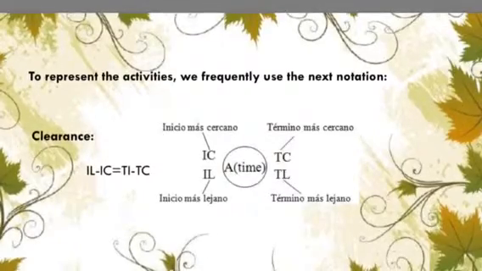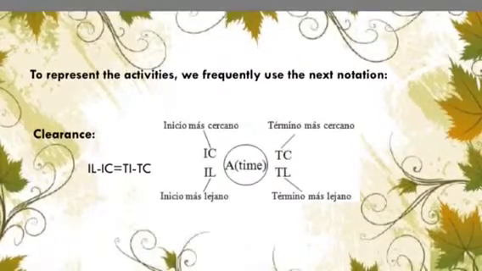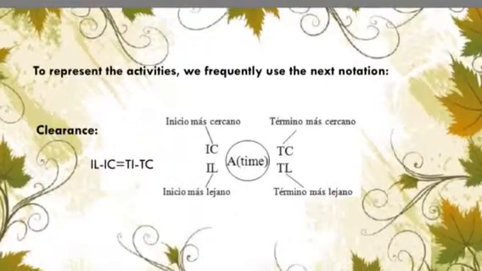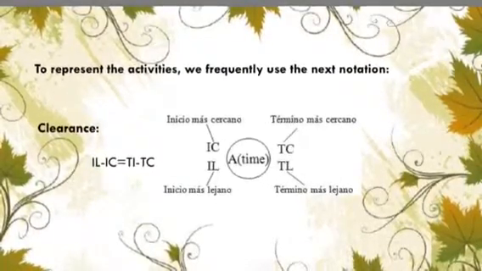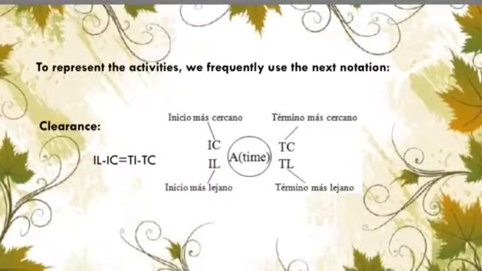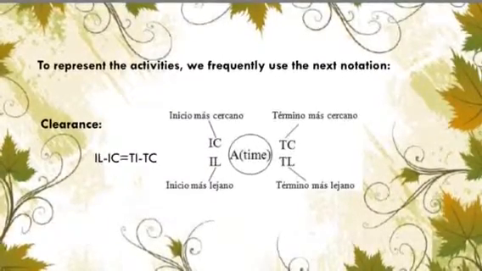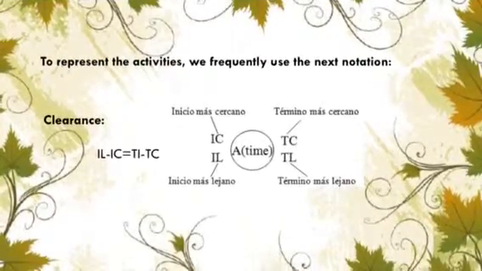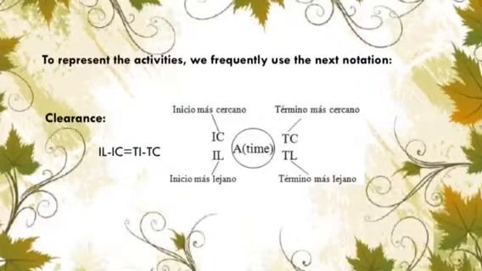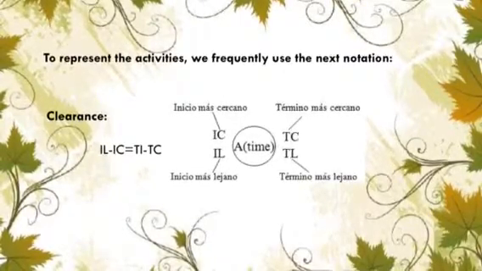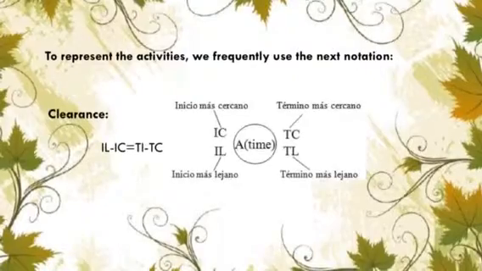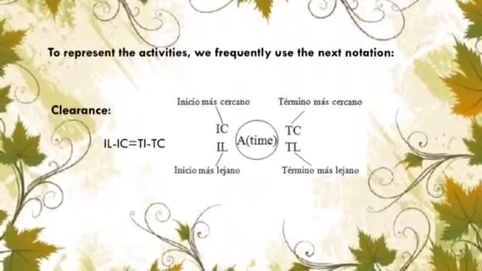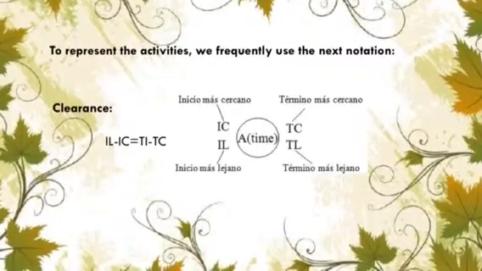To represent the activities we frequently use the next notation, where A is the activity, IC is the nearest beginning, it means, the soonest the activity can start. TC is the nearest end, it means, the soonest the activity can finish. IL is the further beginning, it means, the latest the activity can start, without delaying the end of the project. TL is the further end, it means, the latest the activity can finish, without delaying the end of the project. And S is the clearance.